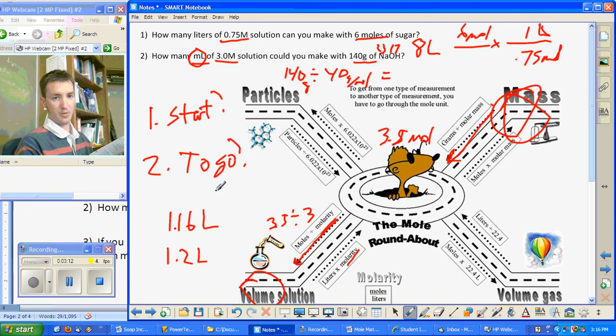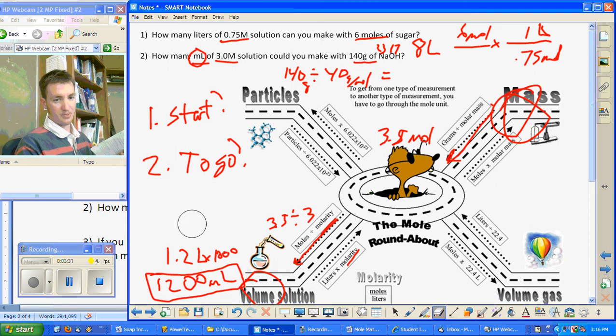They want it in milliliters, so we move the decimal 3 to the right. We're taking it times 1,000 is 1,200 milliliters. Knowing that, why do we take it times 1,000? If I know how many liters, I'm taking it times 1,000 milliliters in 1 liter. So there we go with that.